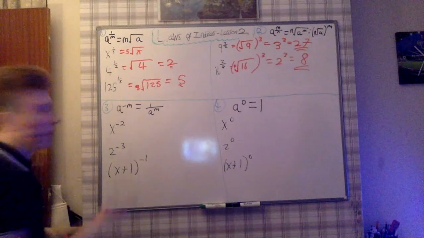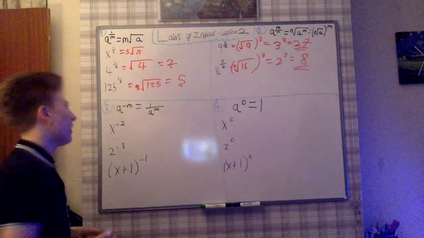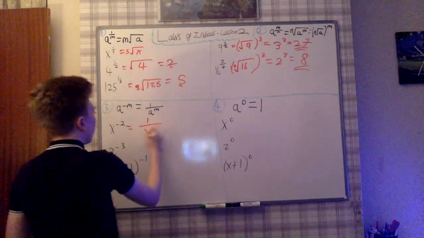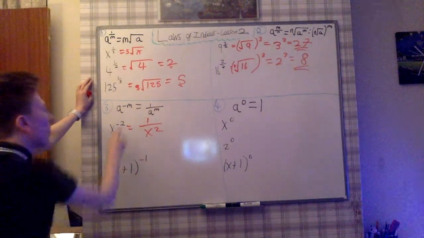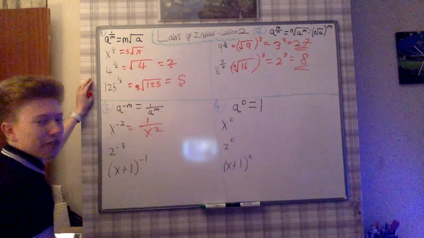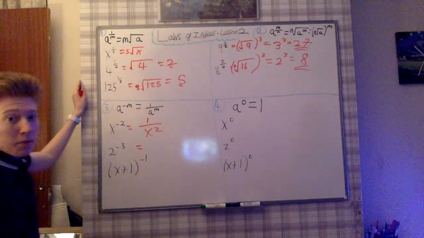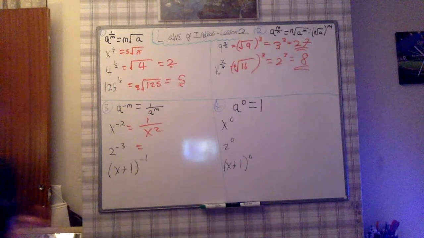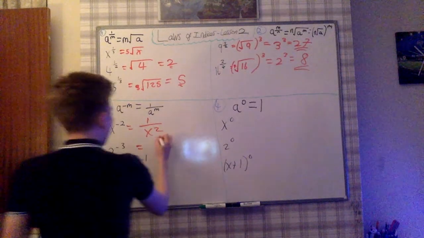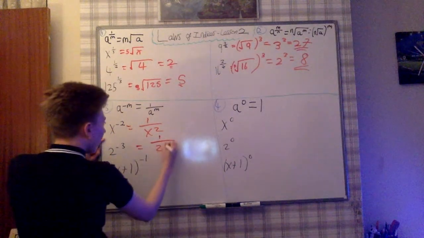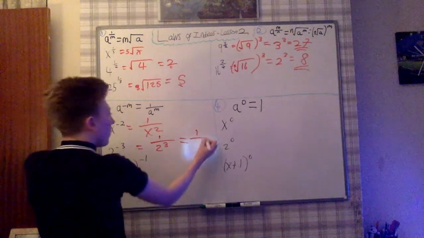Now for the third law, a to the power of negative m is equal to 1 divided by a to the positive m. Here's the first example. x to the minus 2 will become 1 divided by x squared. We simply swap the sign of the power and we do 1 divided by this. So can you see what's going on with this example? Here we have 2 to the power of minus 3. So all this means is we do 1 divided by 2 to the positive 3. That's 1 over 2 cubed. 2 cubed is 8. So that's 1 divided by 8.